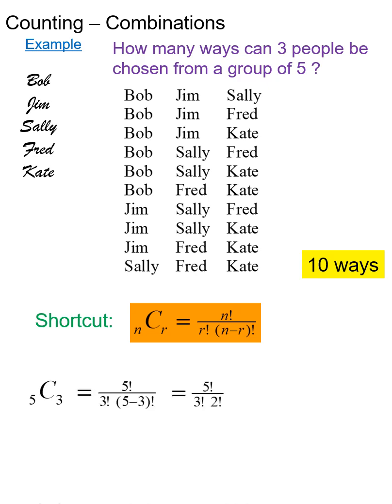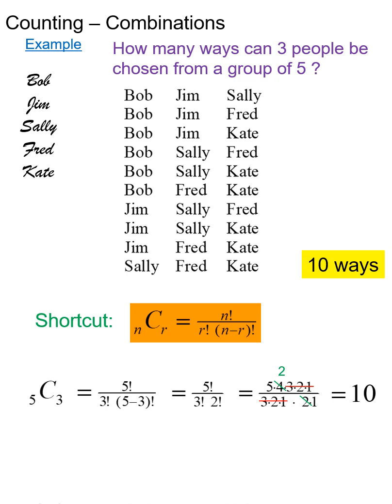Plugging 5 and 3 into the formula and working out all the math, canceling like factors and reducing ultimately leads to the same answer we got before, which we already knew going into this calculation, that there are 10 ways to choose 3 people out of a group of 5.